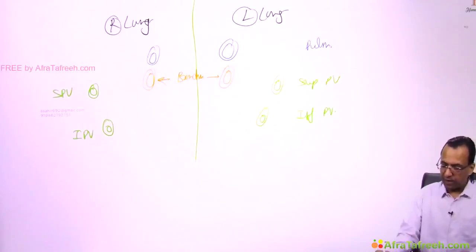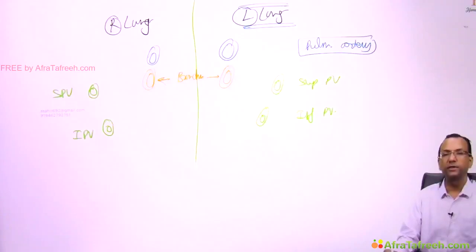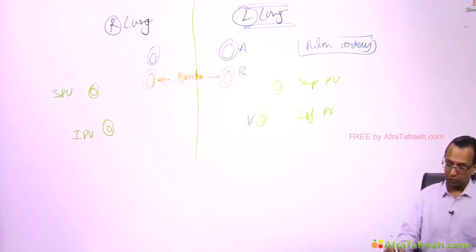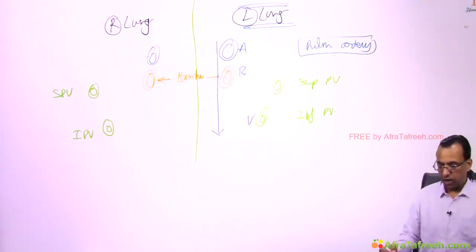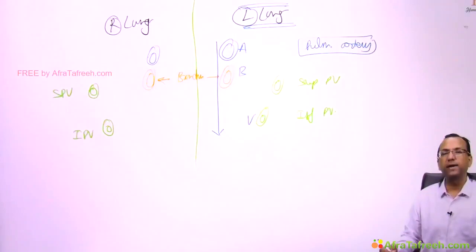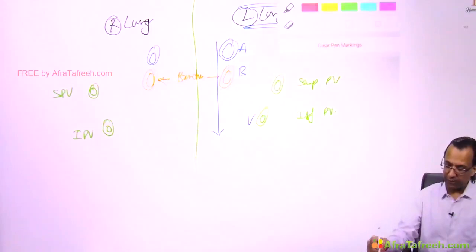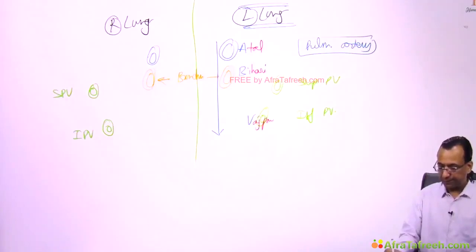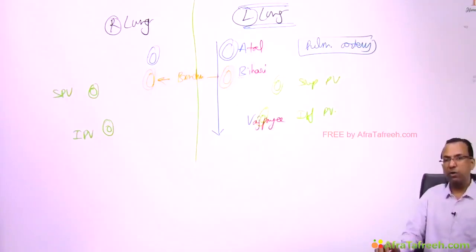If the pulmonary artery is more superior, this is the left lung. What was the arrangement? I told you that there is the artery, then the bronchus, and then the vein. So superior to inferior, there is artery, then bronchus and vein. We used to remember it by a mnemonic, superior to inferior: Atal Bihari Vajpayee.